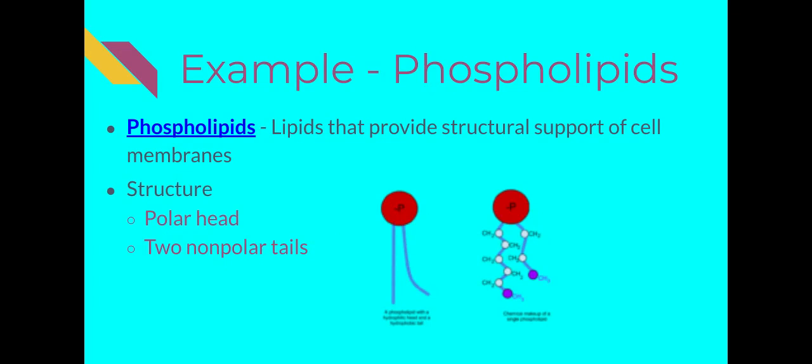Next one is phospholipids. Phospholipids are the lipids found in the plasma bilayer that's found on the outside of all of your cells. It provides structural support for cell membranes, and it has a two-part structure. It has a polar head and two nonpolar tails. We'll actually get into the structure of phospholipids in more detail later on in the semester.